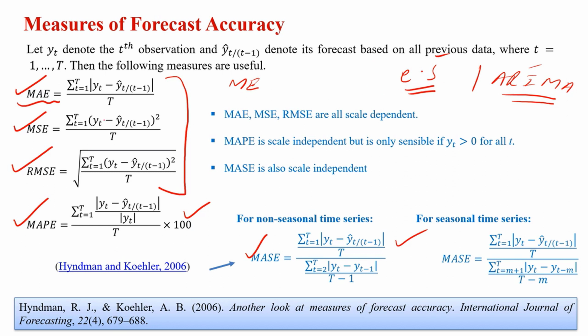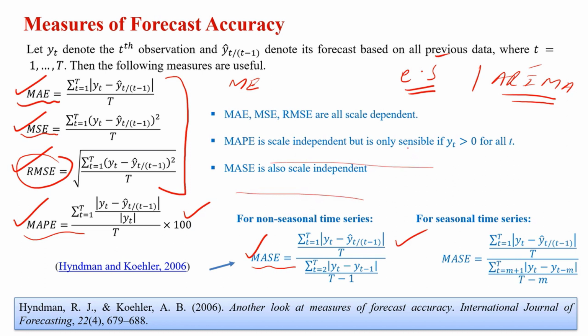So the choice of these measures of forecast accuracy is also very important, whether you are going to select the forecasting method based on root mean square error, mean square error, mean absolute percentage error, mean absolute scaled error, and so on. Remember that some of these methods are good in some scenarios, and others are better in other scenarios.